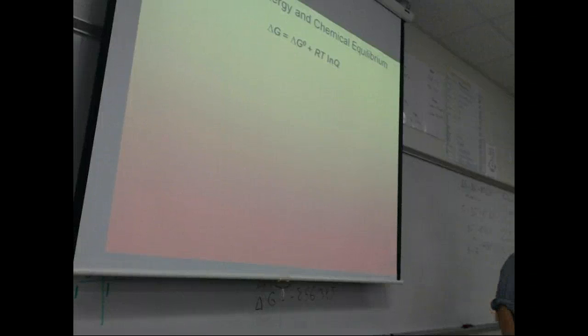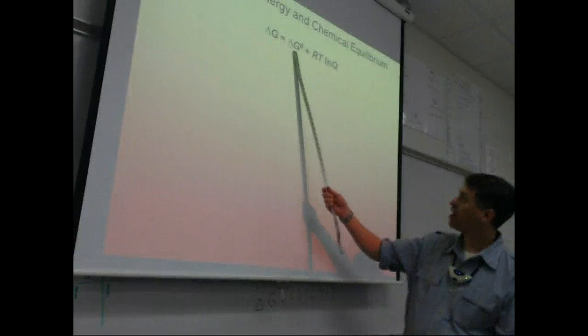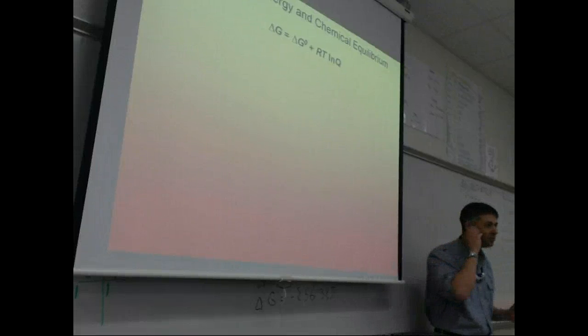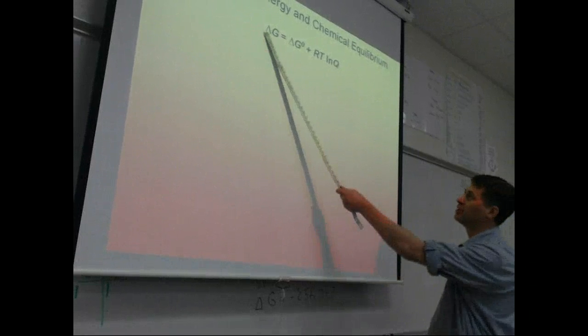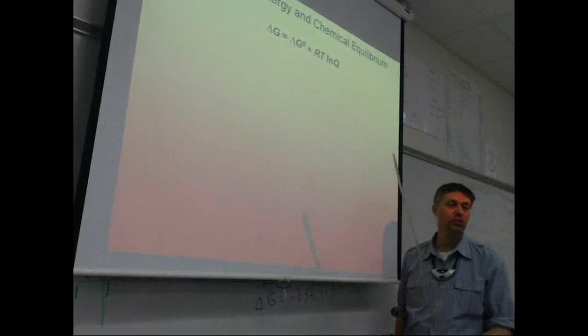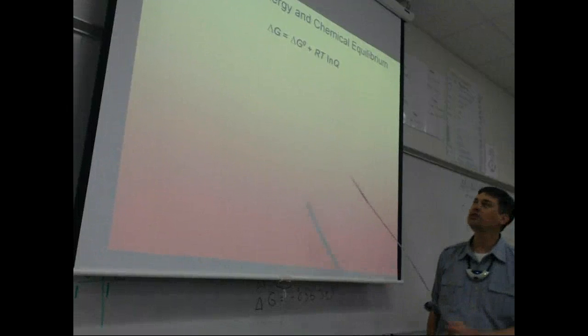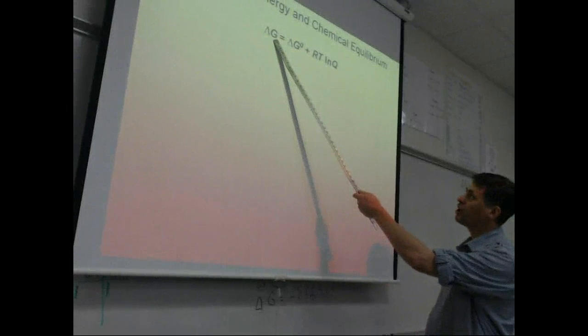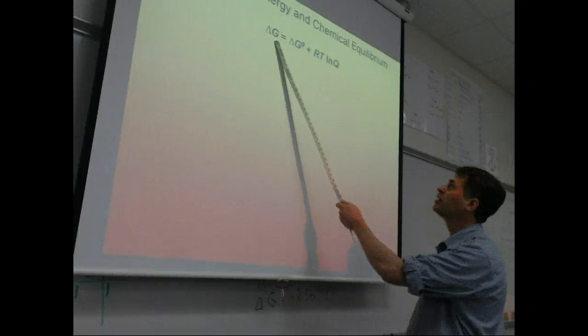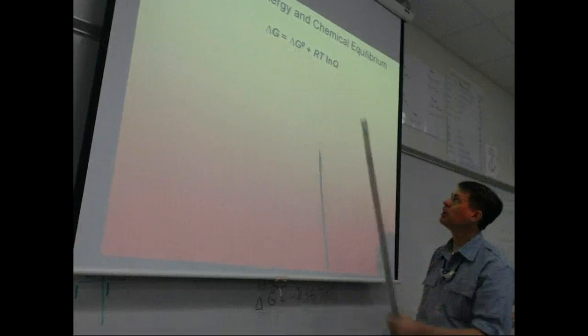Okay? So delta G naught is calculated. All those tables that you've been working with are calculated at standard conditions. Sometimes we're not going to be at standard conditions, so it'll just be delta G. So delta G, we want to solve for it, and we do. Delta G equals delta G naught plus RT natural log of Q.